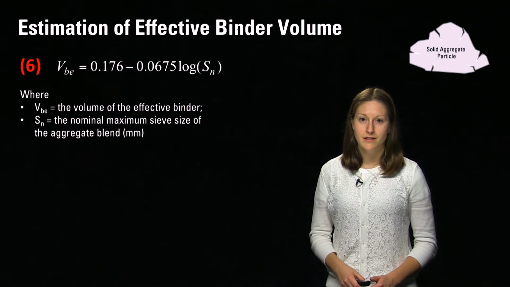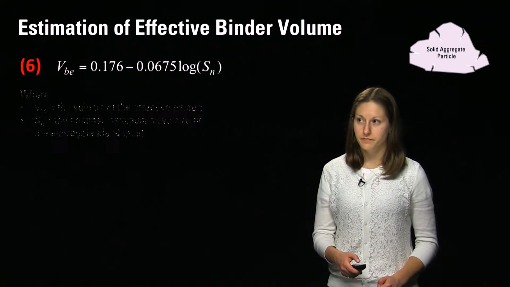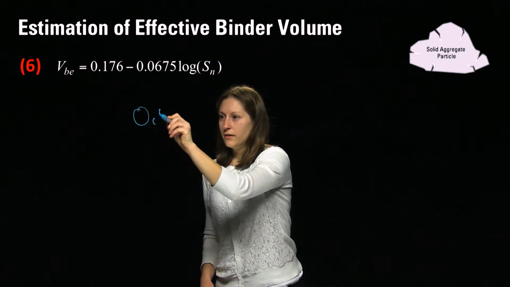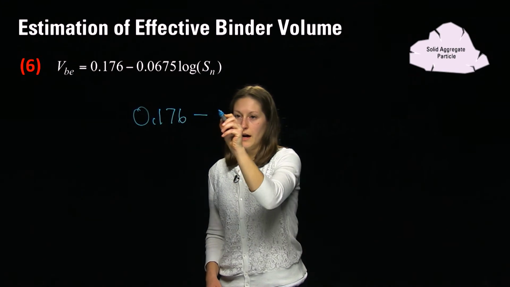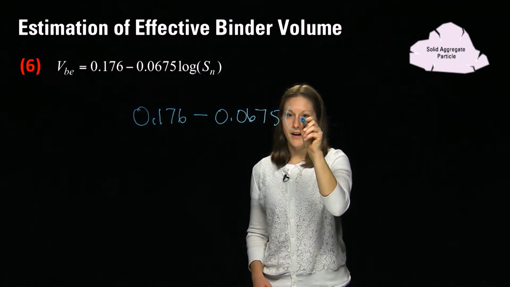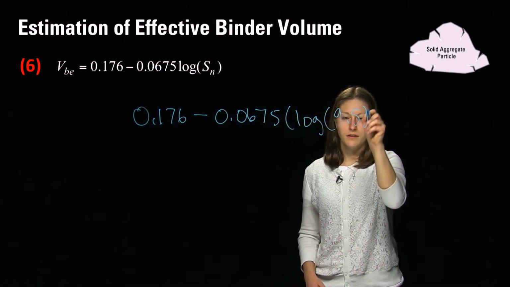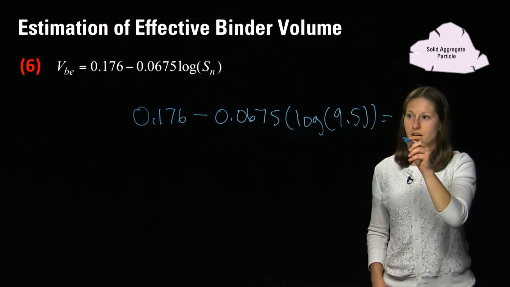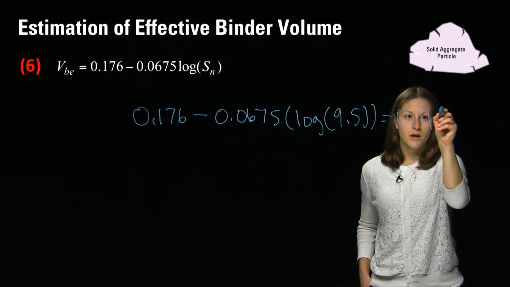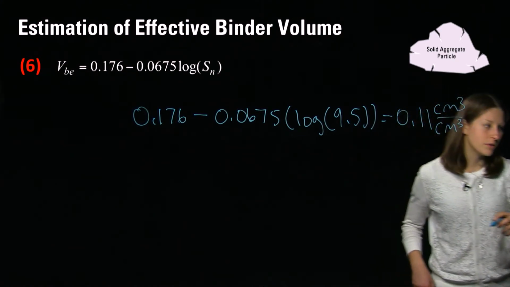Therefore, we estimate our required effective binder volume as a function of our nominal maximum aggregate size, Sn, using equation 6. We will estimate our effective binder volume for trial blend 1. Recall for trial blend 1 that our nominal maximum aggregate size is 9.5 millimeters. This leads to an estimated required effective binder volume of 0.11 centimeters cubed per centimeters cubed of asphalt mixture.